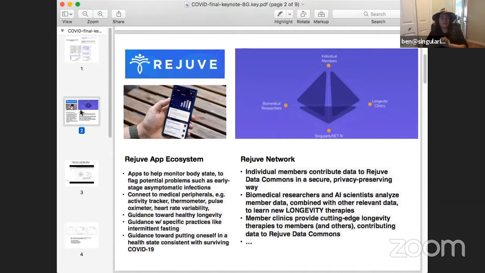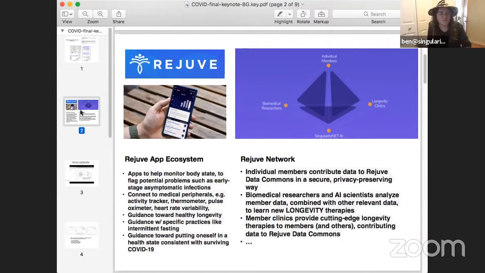Now, actually the original reason we put together this app wasn't COVID-19. The original reason we put together this app was Rejuve is focused on longevity. Some of us enjoy living so much we never want to be dead. We want to prolong our lives as long as possible. And there's an increasing amount of science aimed at healthy life extension.